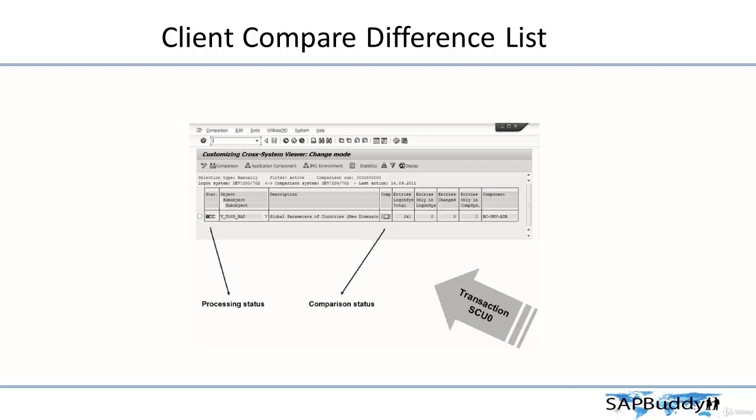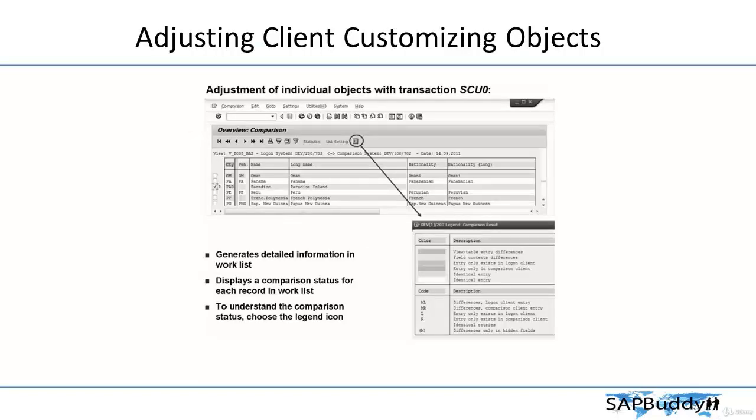You will get these options using the next functionality, where you can use the adjusting functionality in order to adjust the clients based on your comparison. So you don't need to switch back to different systems. You can adjust the client in SCU0. Adjust the client means we are making some customizing changes in the system which you are executing, if you want to adjust the settings in the present client which you are executing.